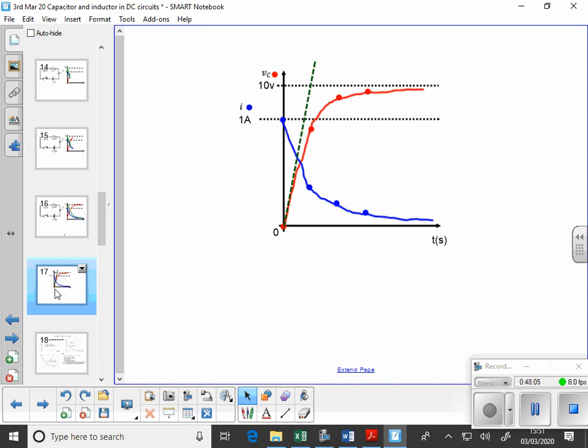Where it meets here, if it hit there in that amount of time, that is what would happen if we carried on delivering the 1 amp to the capacitor. So instead of the current dropping, if we did something electronically to keep 1 amp flowing by increasing the voltage, we'd hit that 10 volts in that amount of time from there to there.